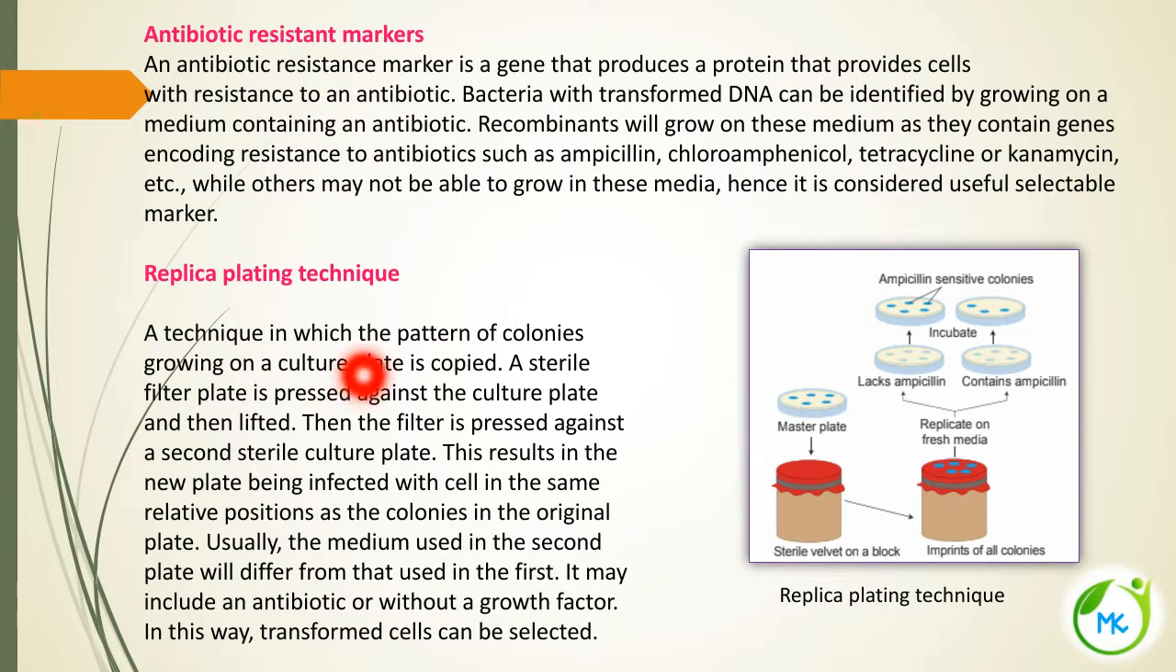The next type of screening technique is the replica plating technique. Replica is nothing but a copy. It is a technique in which the pattern of the colonies growing on a culture plate is copied. A sterile filter is pressed against the culture plate and then lifted. So this is the culture plate, and a filter is pressed on it; here you can find a sterile velvet on a block. We are taking the master plate, and here they are taking the replica.